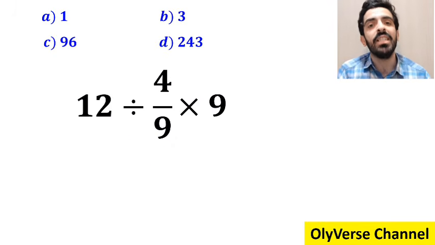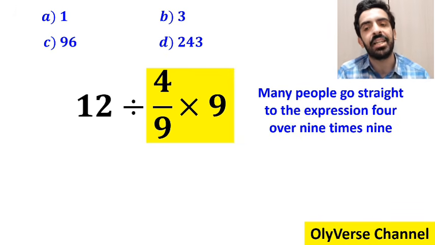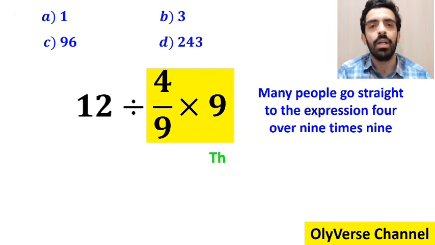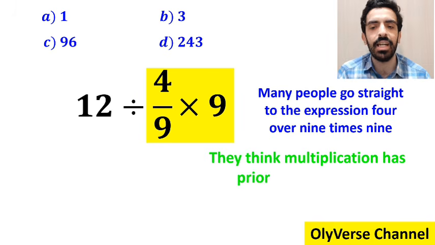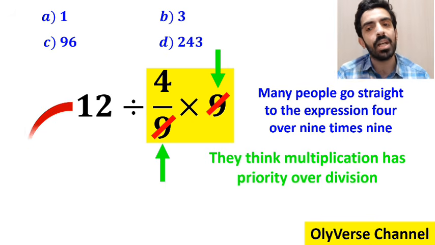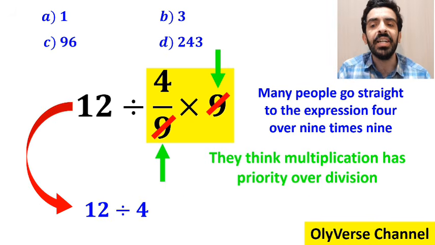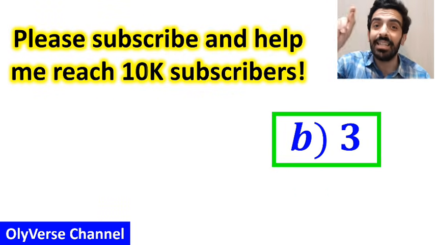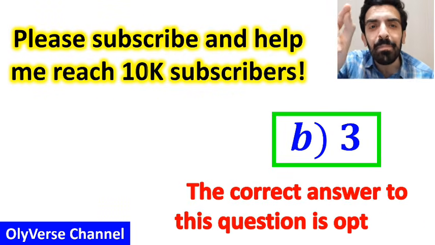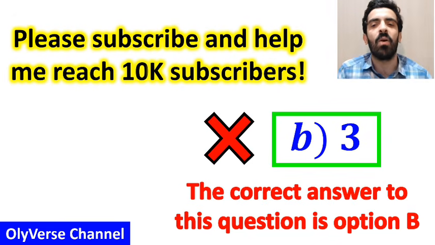At the beginning of solving this question, many people go straight to the expression 4/9 × 9, which I have highlighted in yellow, because they think multiplication has priority over division. And they say it's easy to simplify 9 with the 9 in the denominator and write this expression as 12 ÷ 4, which finally gives them the answer 3. Then they conclude that the correct answer to this question is option B. However, this answer is absolutely wrong.